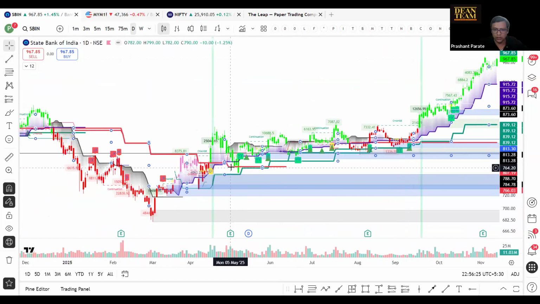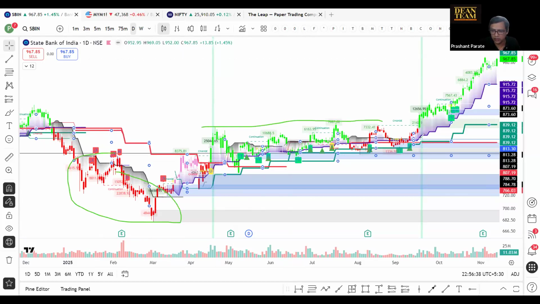So, as I had described, there is accumulation, there is reaccumulation, first base, second base. So this area is kind of first base. This area is kind of second base. And after that, there is a breakout with a high PFI number. And then the uptrend started. So it went into the markup phase.